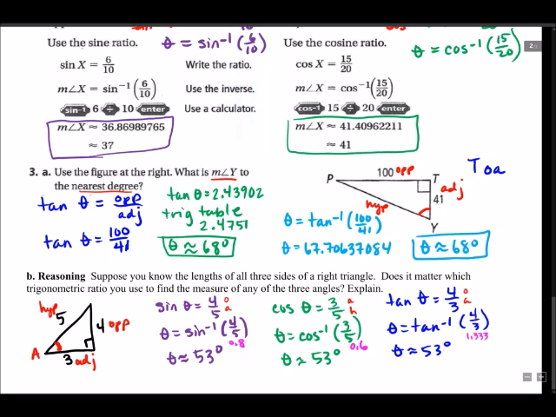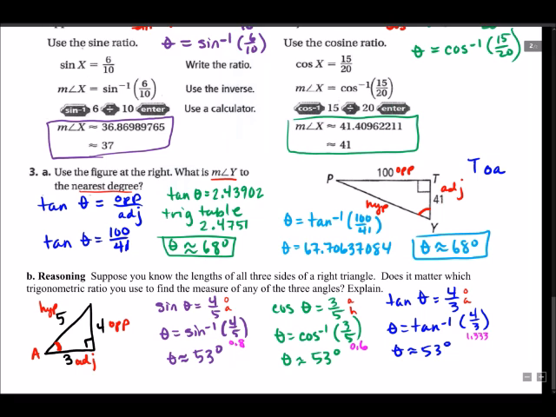Suppose you know the lengths of all three sides of a right triangle. Does it matter which trig ratio you use? Not in the least. You can find any angle, any side, because this is all based on the Pythagorean theorem. So, and I'll show you a little video on how all this works. You don't need to know those details. That's for your upper math classes.